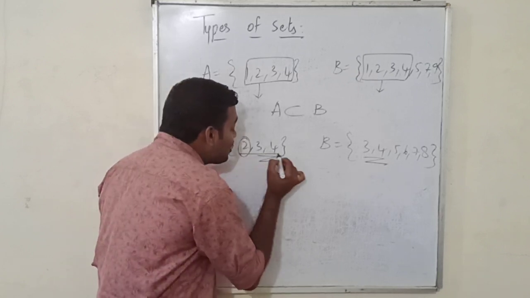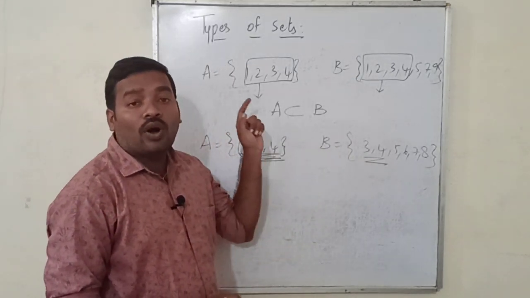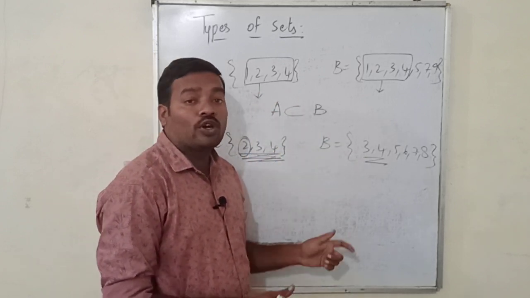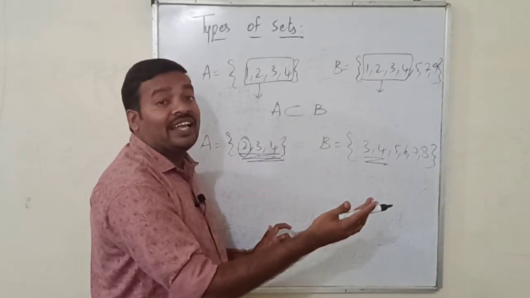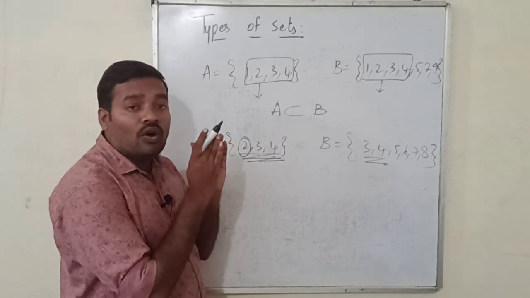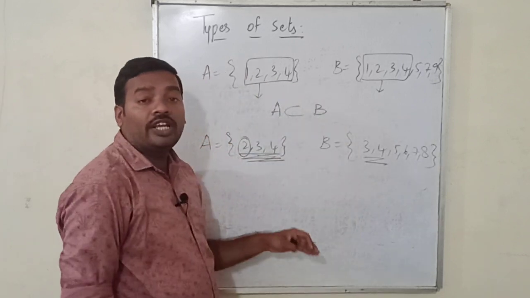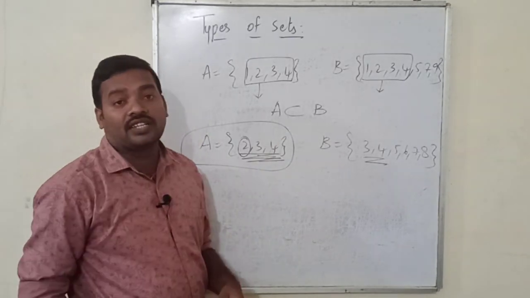All the elements need to be present in B if you are going to say A is a subset of B. That means if you are going to say a set is a subset of another set, then all the elements of the first set should be in the second set. Then only you can say the first set is a subset of the second set.